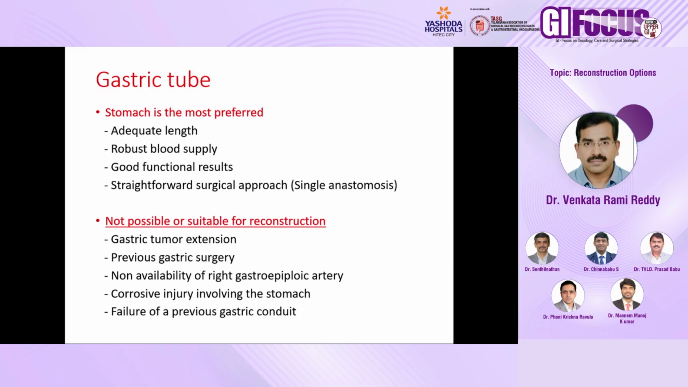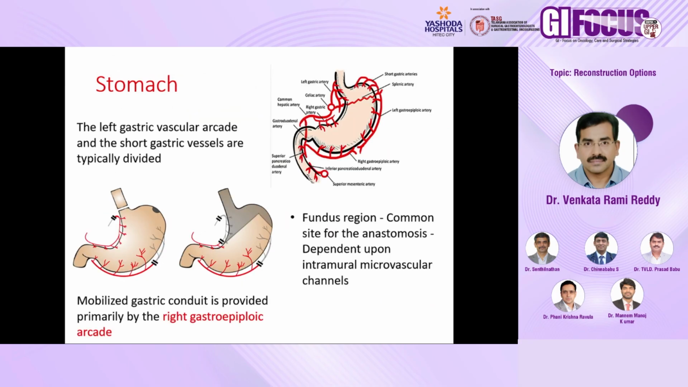But there are situations where you don't have a stomach available. For example, if there is a tumor extending into the stomach where you need to do an esophagogastrectomy, you might not have a stomach. Or with previous gastric surgery where the anatomy and even the vasculature are distorted, sometimes you might have taken the right gastroepiploic. In such cases you may not have a good stomach, and also with previous corrosive injuries, or even a previous gastric conduit that is gone. Then you have to go for alternate techniques.